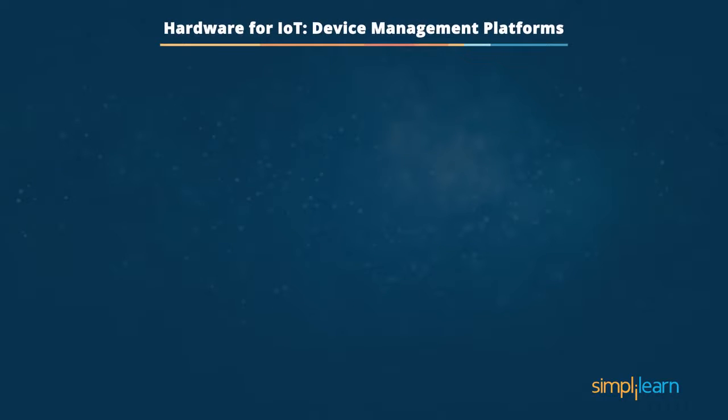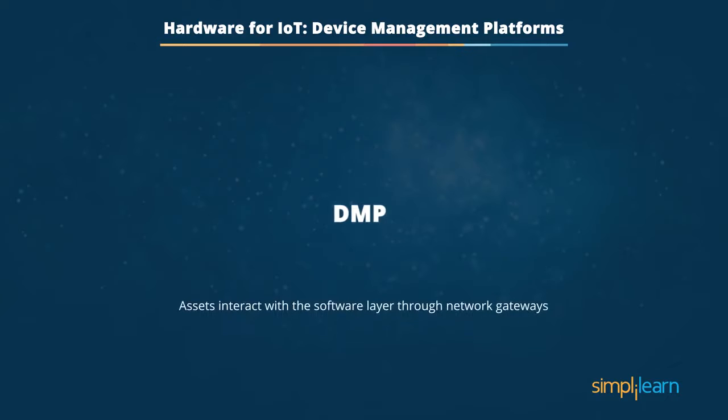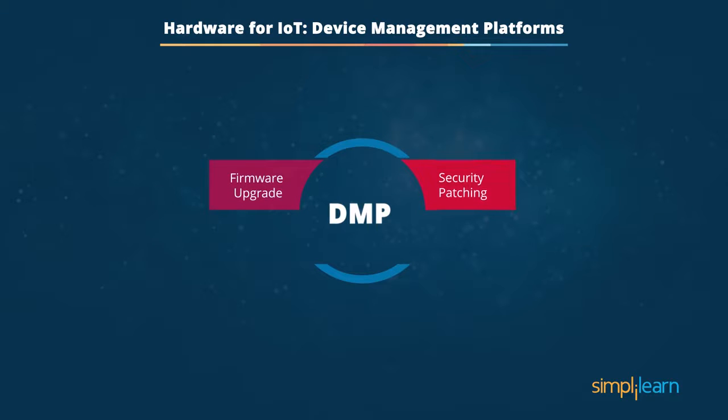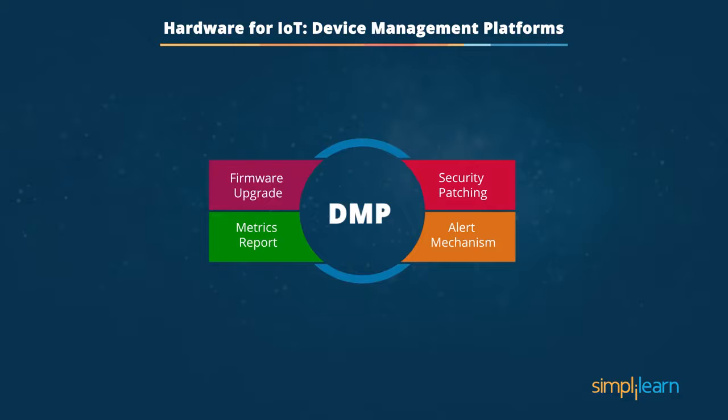The second most crucial aspect of IoT is device management platforms, or DMPs. The DMPs, as they are shortly called, are the platforms through which the assets interact with the software layer through network gateways. DMPs come with various functionalities, which include firmware upgrades, security patching, and reporting of metrics. They also help develop alert mechanisms for industrial equipment with more open source OS like Arduino. Overall, it is an important aspect of the management of the device penetration.